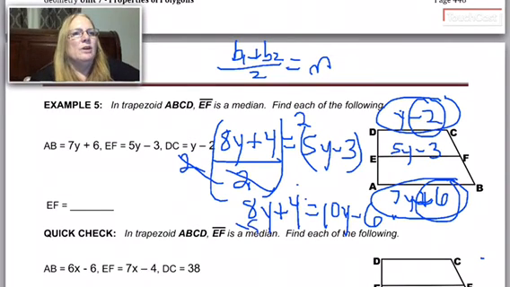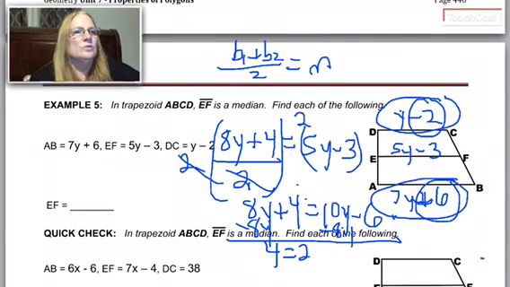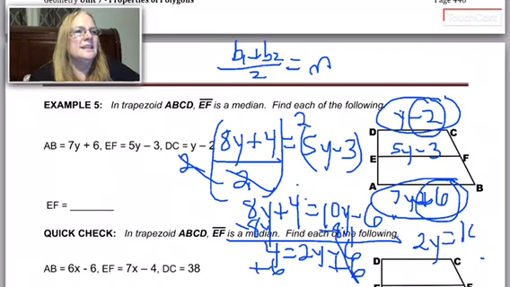So subtract 8y from both sides. And we're left with 4 is equal to 2y minus 6. Add 6 to both sides. And we get 2y is equal to 10 and divide by 2. So y is equal to 5.